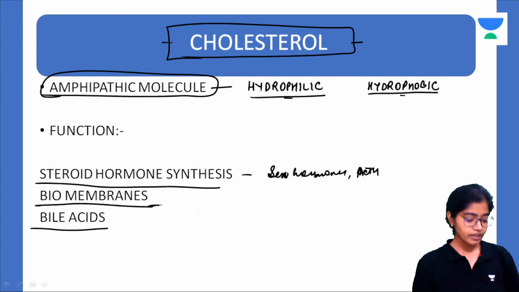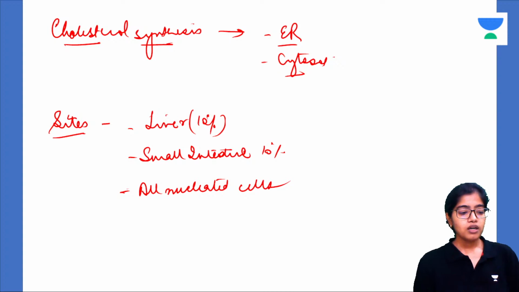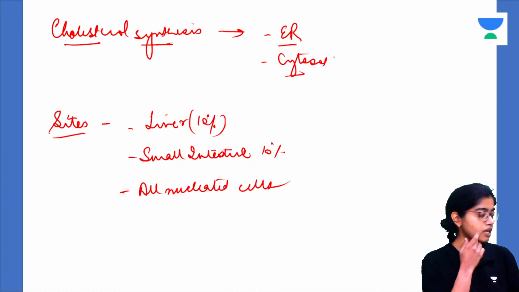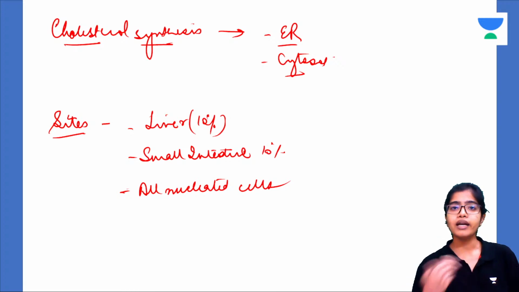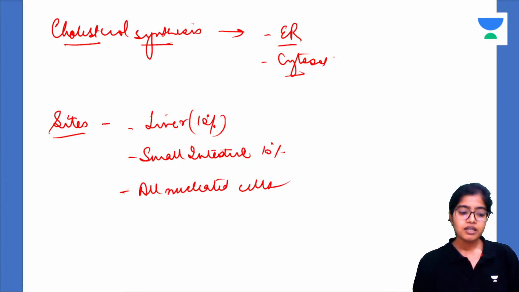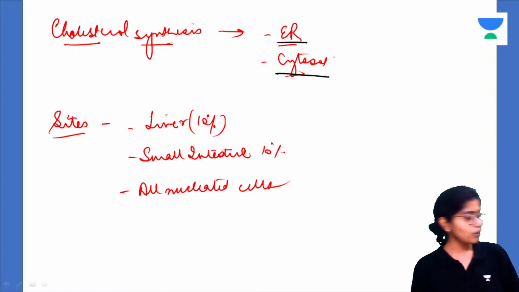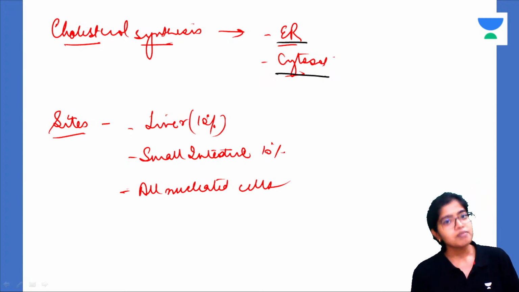So as we have already discussed, we should know the site, the compartment in which a particular reaction takes place, in which a particular synthesis or cycle takes place. Cholesterol synthesis takes place in the extra mitochondrial compartment, that means outside the mitochondria in the cell, that is in the cytosol and mainly in the membranes of the endoplasmic reticulum. So cholesterol synthesis mainly takes place in the membranes of the endoplasmic reticulum.